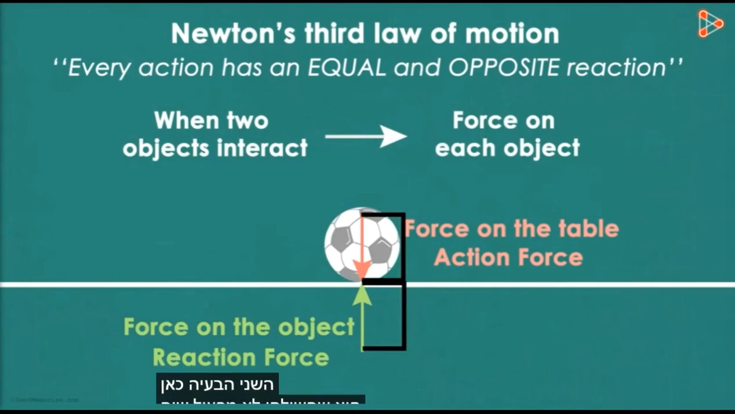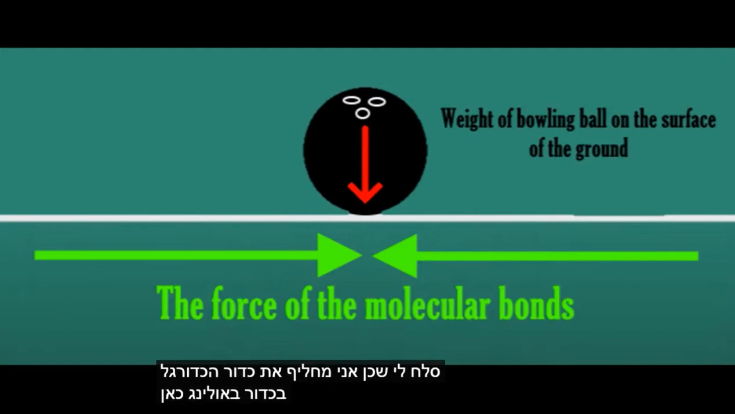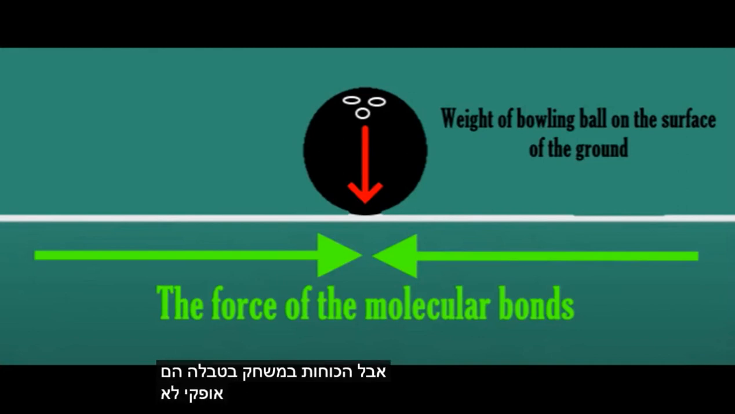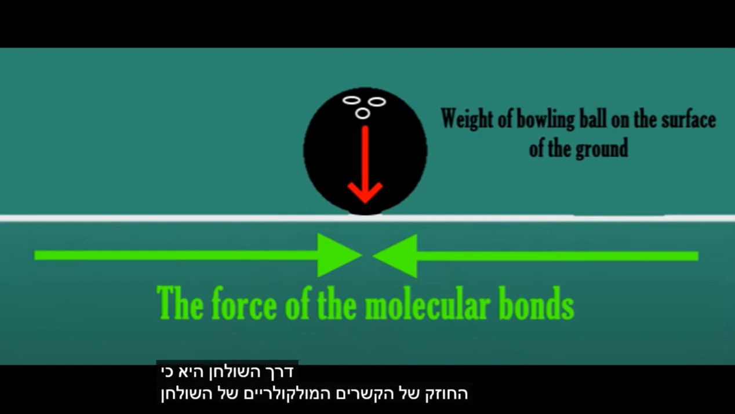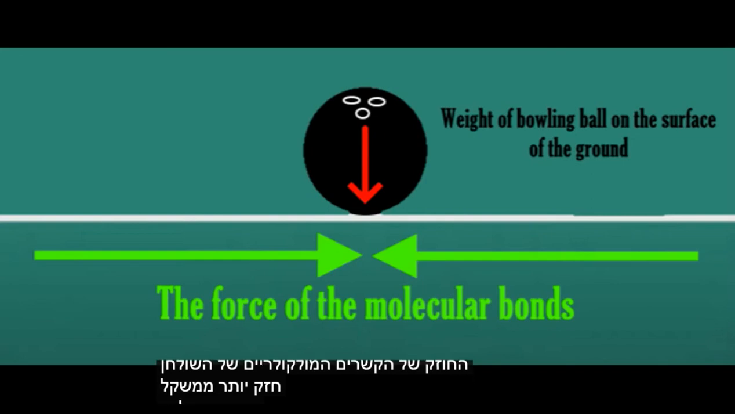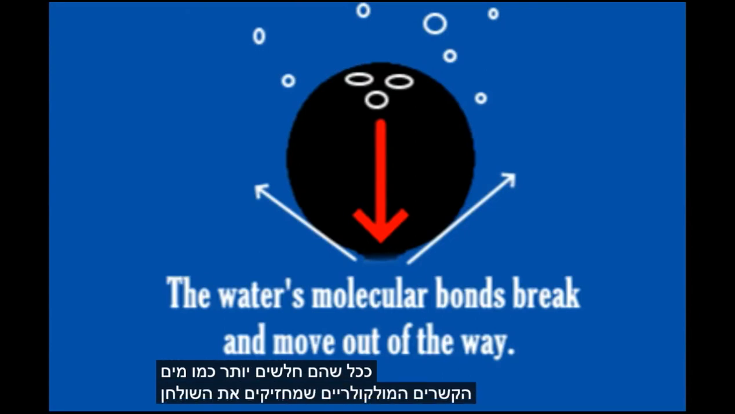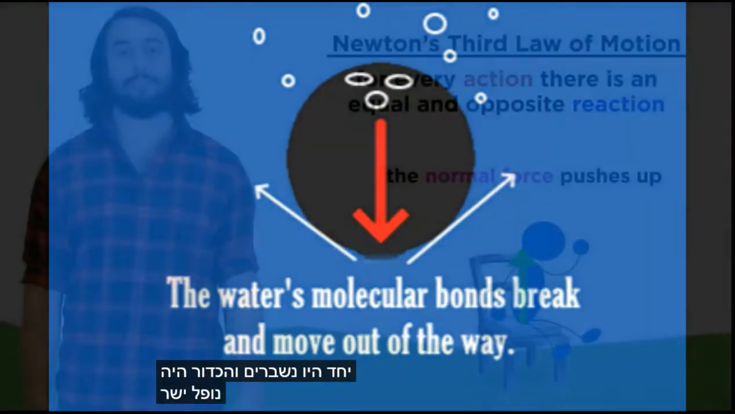The problem here is that the table is not exerting any upward force on the ball. Forgive me as I exchange the soccer ball for a bowling ball here. But the forces in play in the table are horizontal, not vertical. The reason the ball does not fall through the table is because the strength of the table's molecular bonds is stronger than the weight of the bowling ball. If those bonds were weaker, like they are with water, the molecular bonds that hold the table together would break and the ball would fall right through.